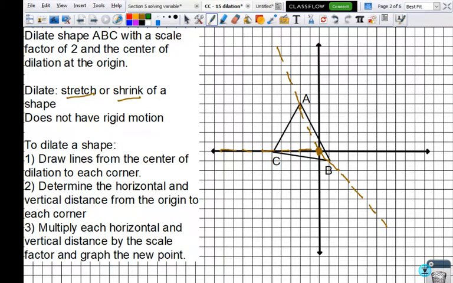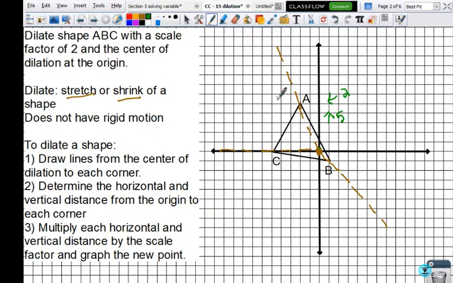Okay, so what I'm going to do is I'm going to determine the horizontal and vertical distance from the origin, or I should say from my center of dilation, to each corner. So I'm going to go from my center here to point A. I have to go up 1, 2, 3, 4, 5. I got to go up 5, and then I have to go left 1, 2 to go from my center to point A.